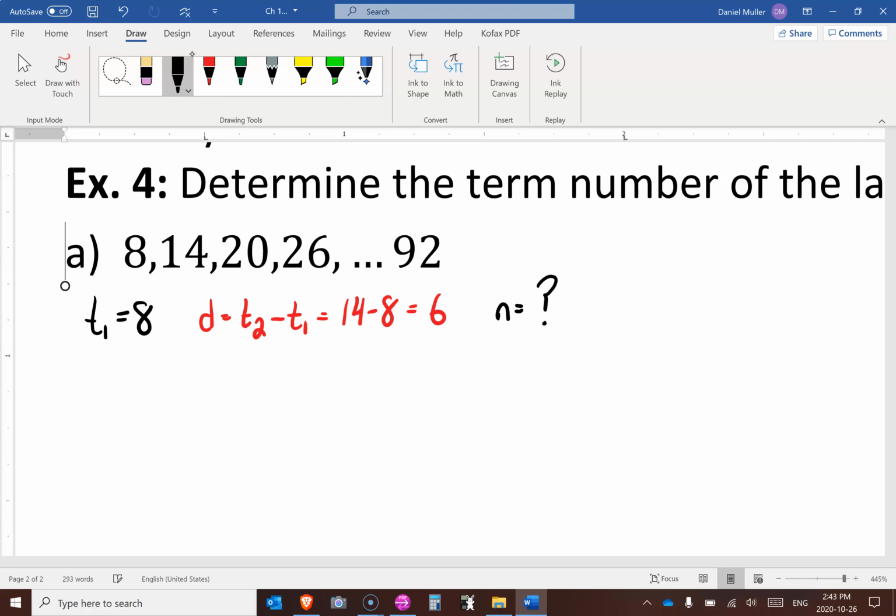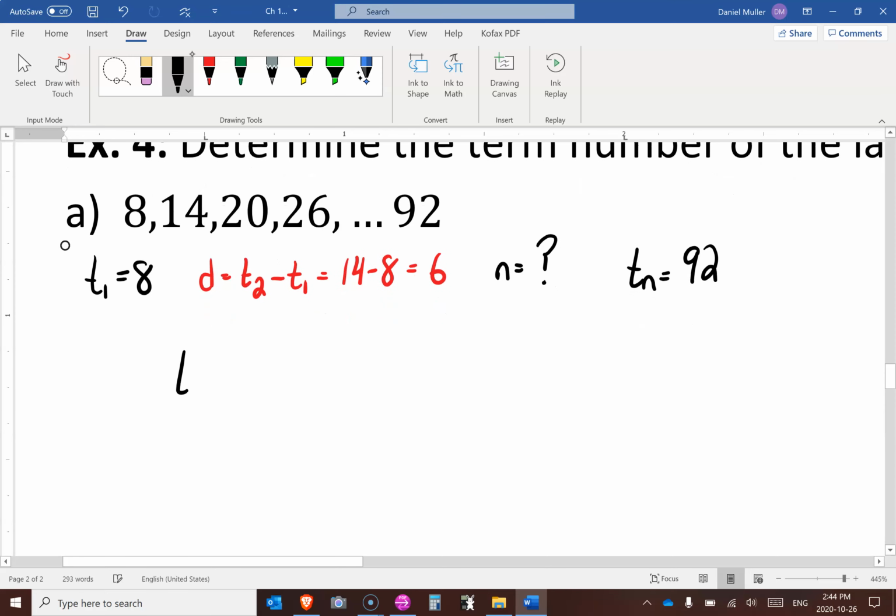So that's my D. And then n is which term number we are looking for, and that's what we don't know. We don't know what term number this is. If we did, we would know how many terms there are in total. So that's what we need to find. Now we do know one other piece of information, and we call that Tn. We call that 92. That's the last term. Normally we would put a number there, but we don't actually know what number that is yet.